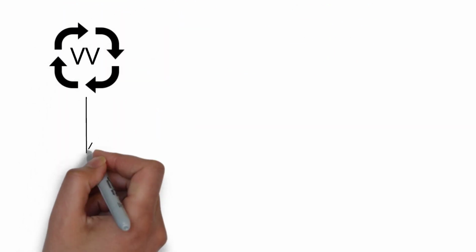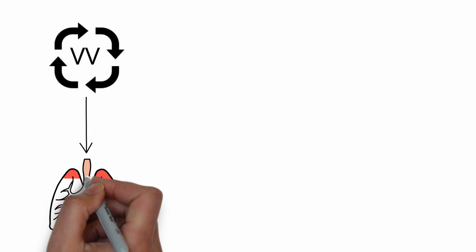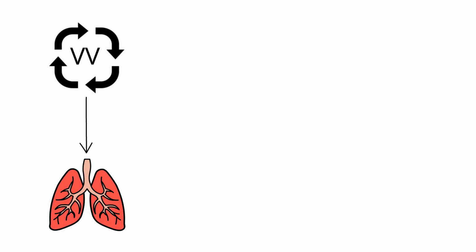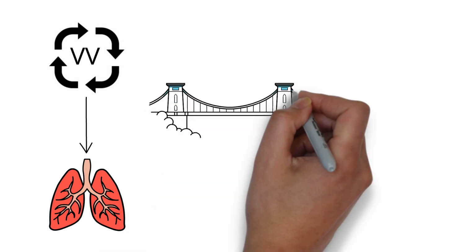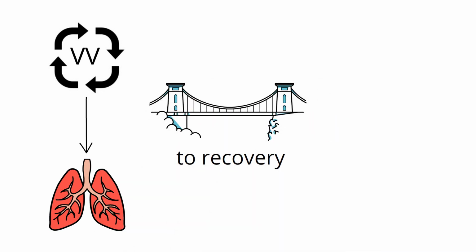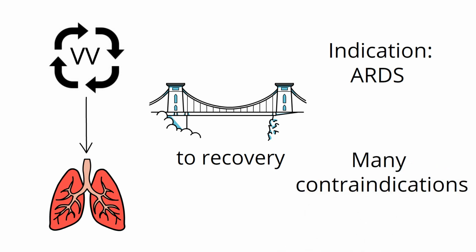So let's review. VV ECMO is an external artificial lung that is capable of providing full respiratory support. It is typically used in patients with refractory respiratory failure. It is most often used as a bridge to recovery to stabilize a patient while the lungs recover, but it is occasionally used as a bridge to lung transplant. The most common indication is ARDS, but all proven therapies should be exhausted prior to considering VV ECMO. There are also some strong contraindications to VV ECMO that we should consider when determining if this is an appropriate therapy for our patients.